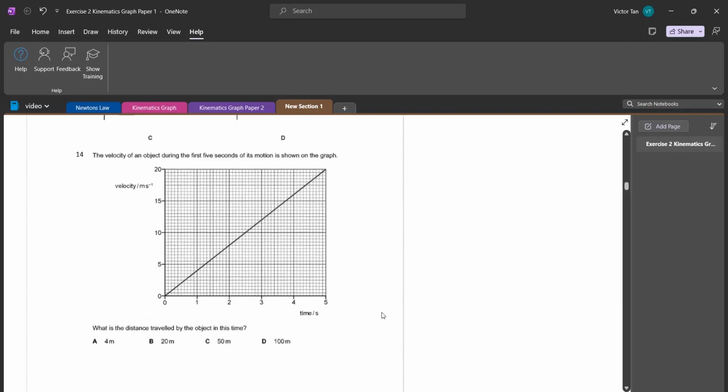Now let's jump to the next question. The velocity of an object during the first 5 seconds of its motion is shown on the graph. What is the distance traveled by the object at this time? Area under the graph. Half times 20 times 5, which gives you 50.